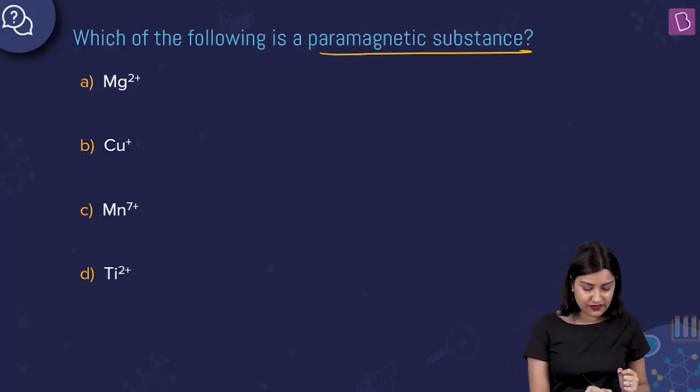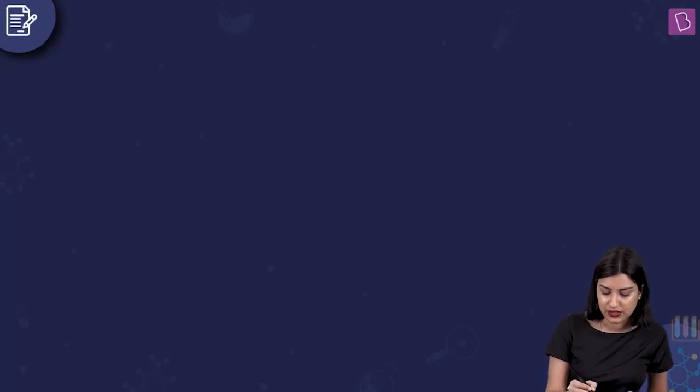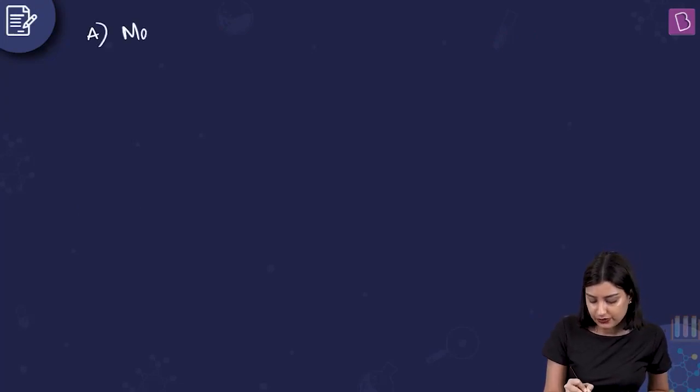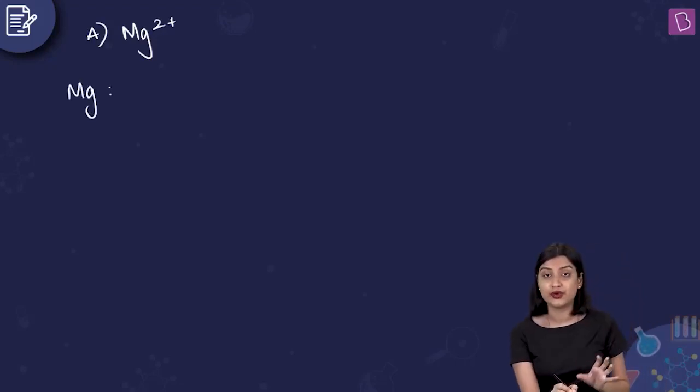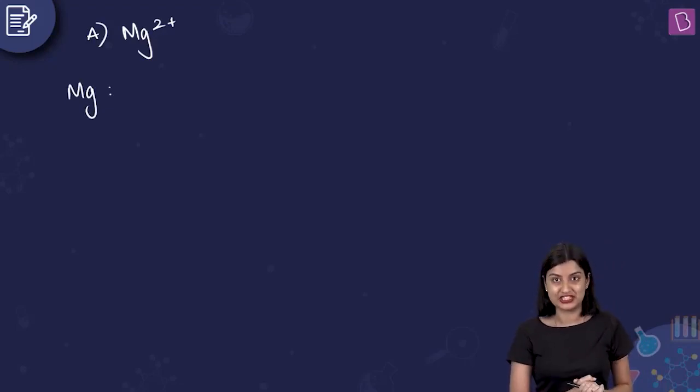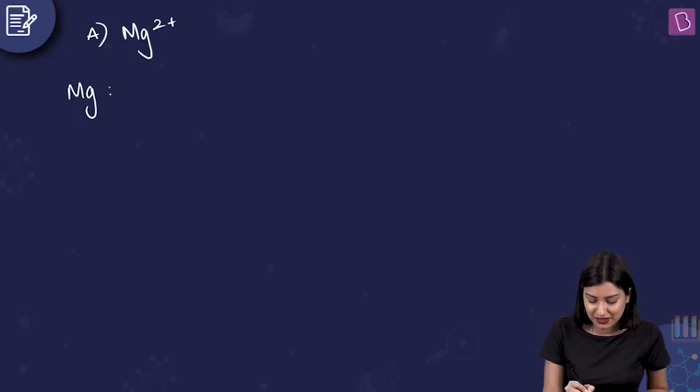So let's go ahead and see. First you have option A, Mg2+. So option A, Mg2+, right? Here magnesium is going to be the atom that I'm starting with, the element that I'm starting with. So what is the atomic number of magnesium? Atomic number of magnesium is nothing but 12.